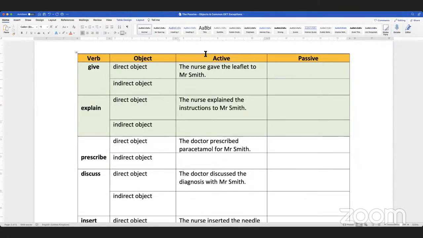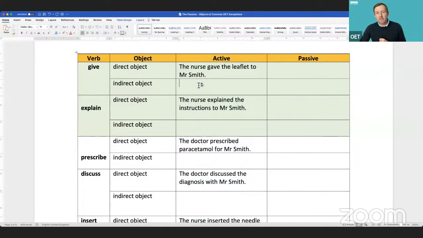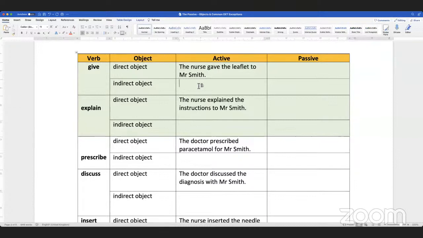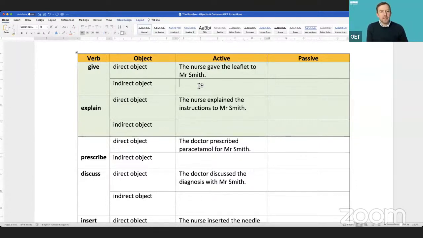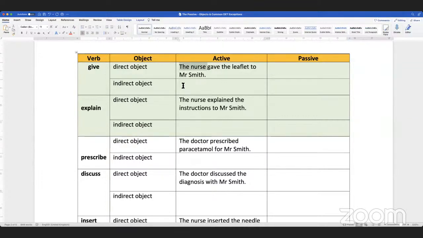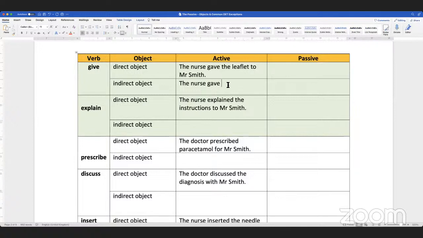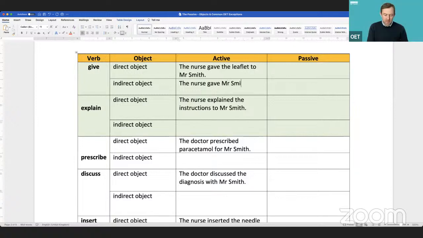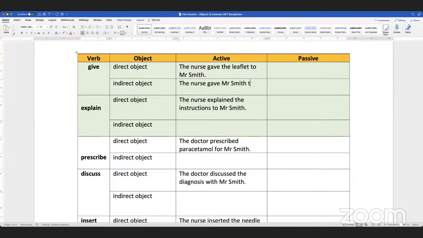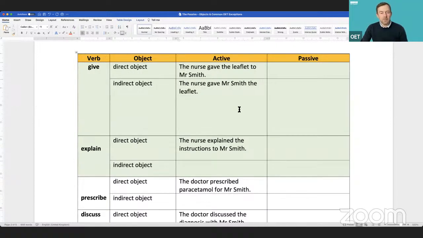If I stay active, what's my first word going to be? Mr. Smith? No. The leaflet? No. It's always got to start with the subject. So the nurse gave. What's the indirect object? Mr. Smith. Then the leaflet. Okay, now does that sound right to you?